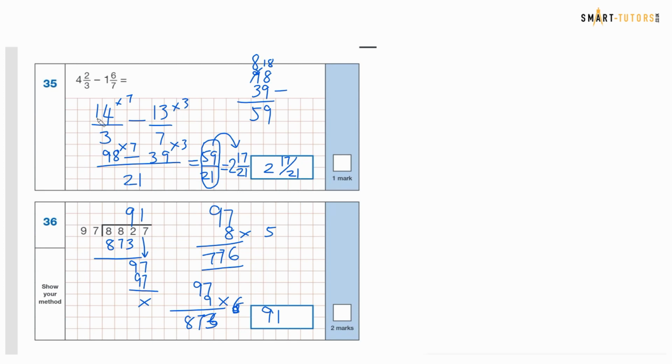So 9, Achya did it very correctly. Then the remainder, you need to drop the 7. So 1 times 97 is 97. The answer is 91. This is the end of our tutorial, what we discussed today for the arithmetic paper, the 2018 paper.